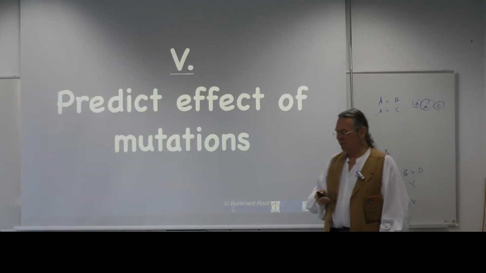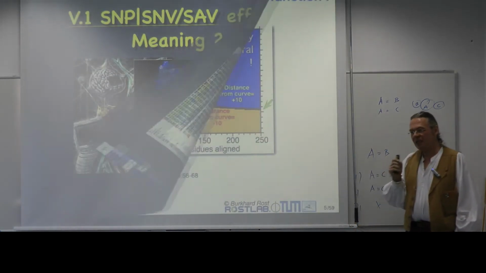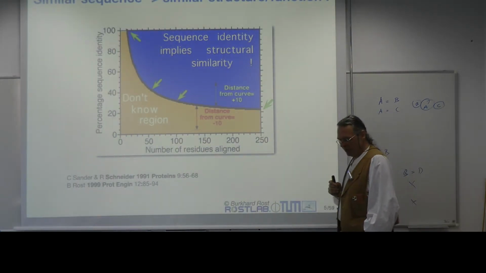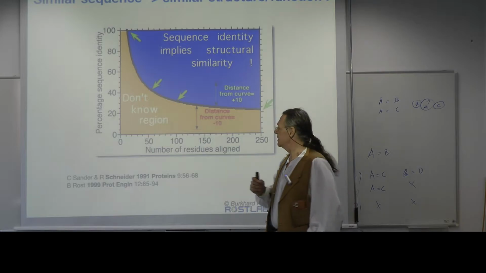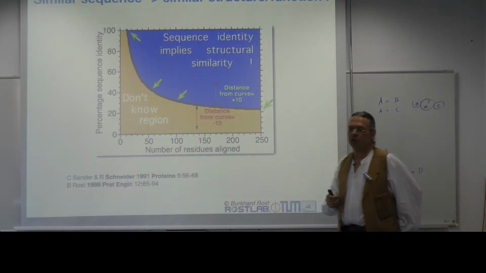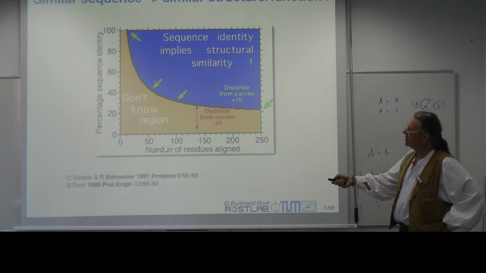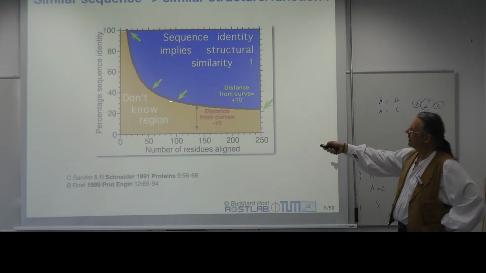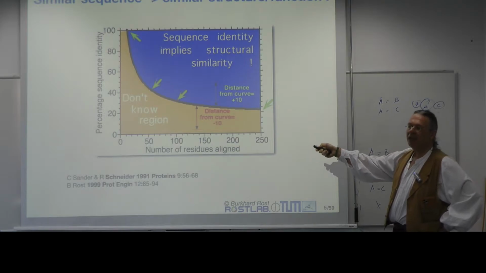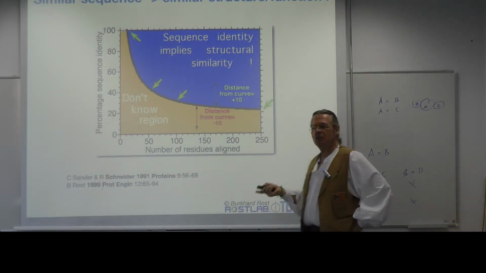So now the first thing that we have to remember when we talk about the effects of variance is this graph that I briefly showed a few times this year. Let me just repeat it. This is number of residues aligned, percentage sequence identity. Pick a point: 100 residues aligned, more than 30 identical, we are in the blue region. These two proteins have a similar structure.